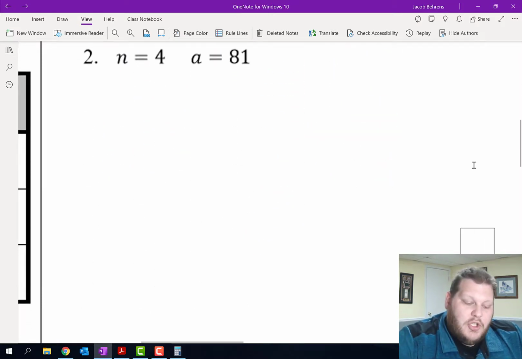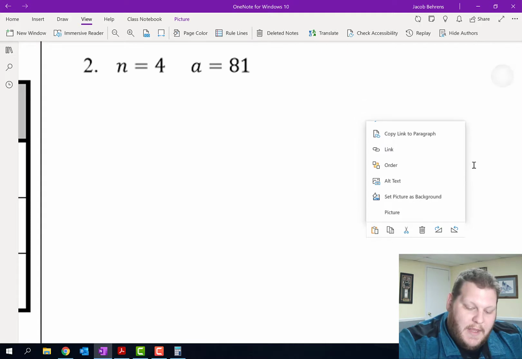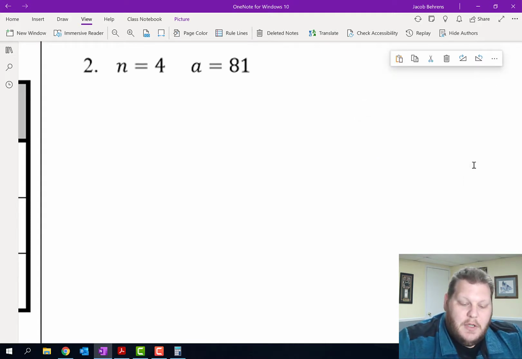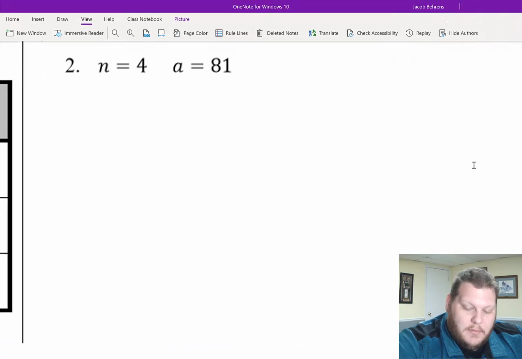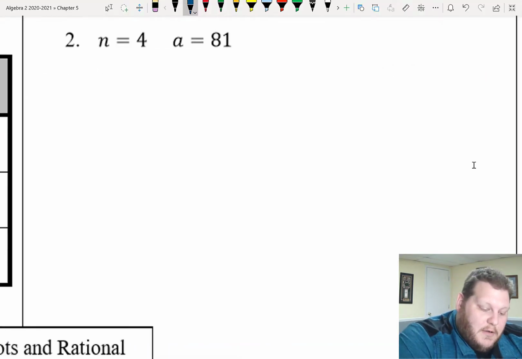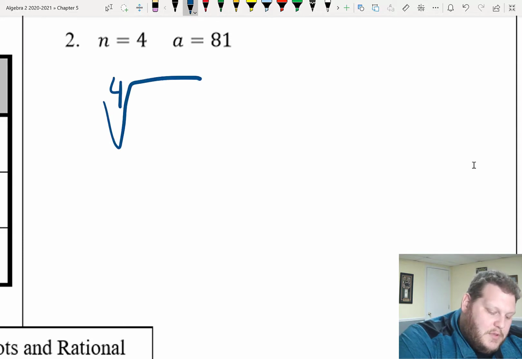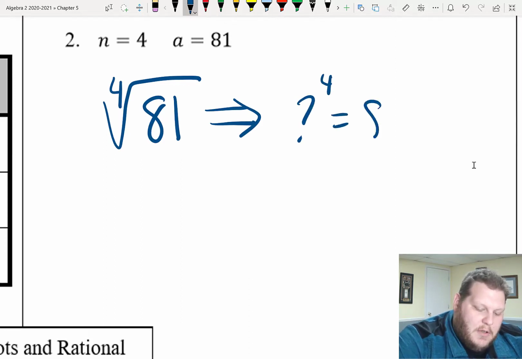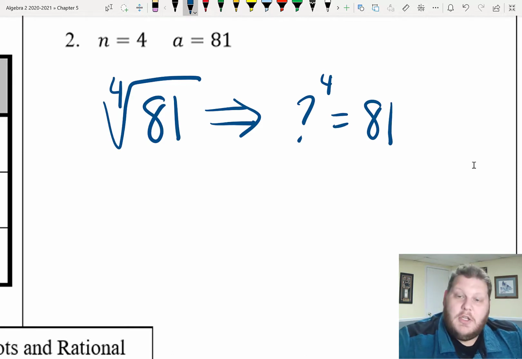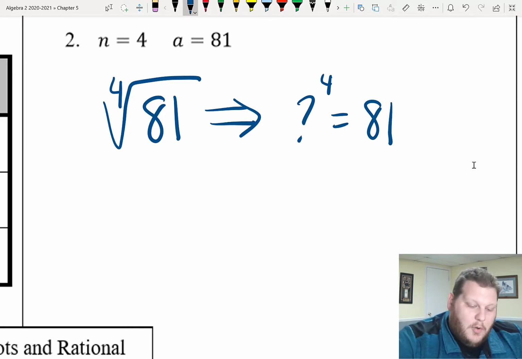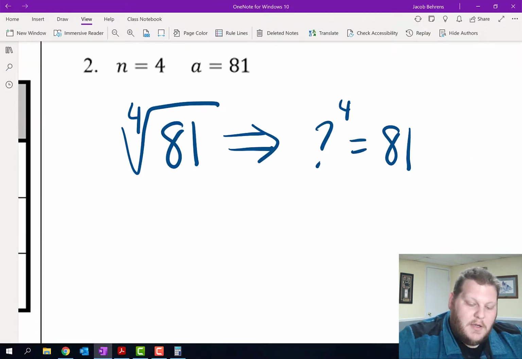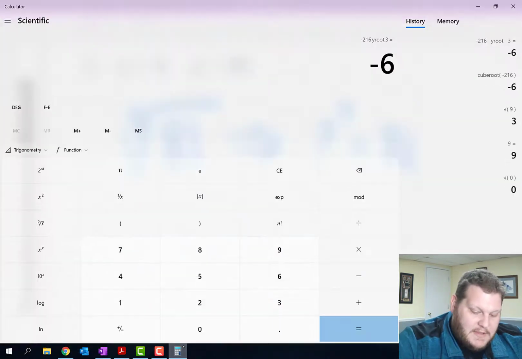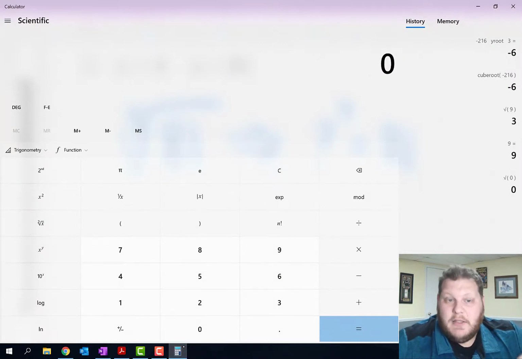Okay, so for number 2, we've got the nth root of a. Our n here is positive 4. Our a value is 81. So for this, we're asked to figure out what's the 4th root of 81, which is the same thing as what to the 4th power is 81. So again, you could guess or check if you want to here, or we could go ahead and pull out our calculator. We can start plugging in numbers if you want to do that form of guess and check. But I'm going to go ahead and use my calculator now that I know how to do that specifically to go directly to my answer.